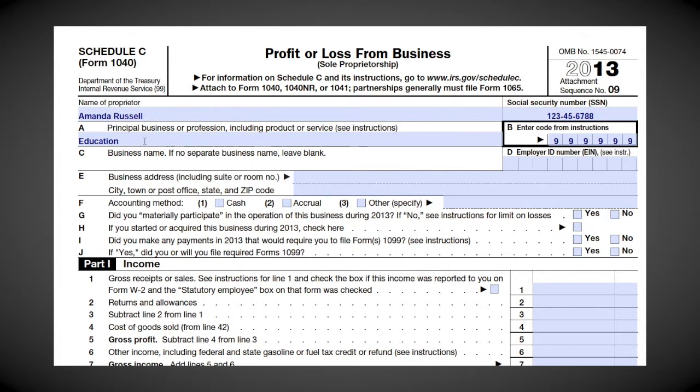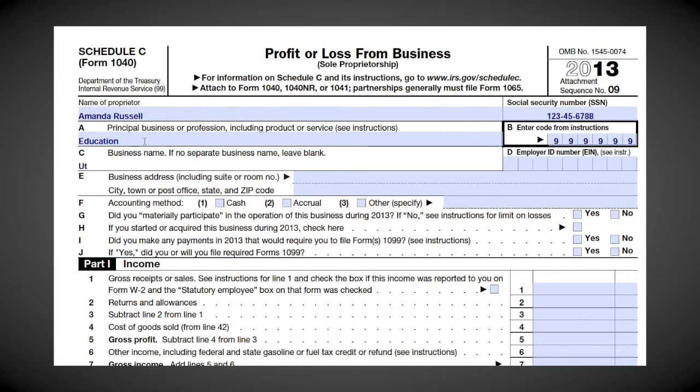The Schedule C instructions have various codes related to the type of business to enter in box B. Note that this is just for statistical purposes, and it is perfectly fine to pick a code that is close to your business description. It does not have to be exactly what your business does. Also, you can use the miscellaneous number 999999 if you do not see a code that fits your business.